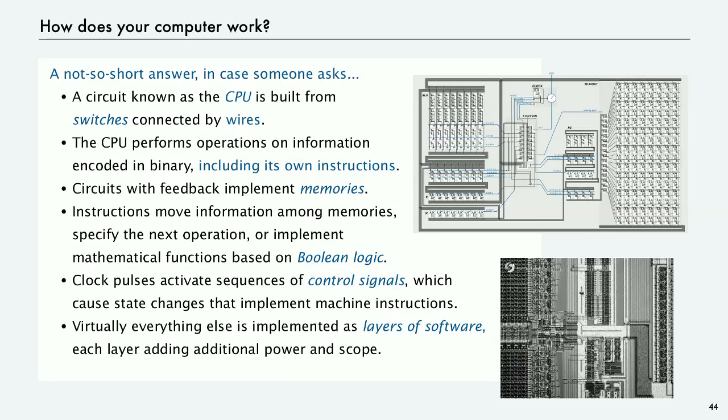Everything else, almost everything else, is implemented as layers of software. Everything that you're familiar with, from your applications to your display and so forth, is implemented as software, a layer of abstraction, each layer that adds a vast amount of additional power and scope. But the basic concept and the basic machine is relatively simple. It's just that it does it at amazing size, scope, and speed.